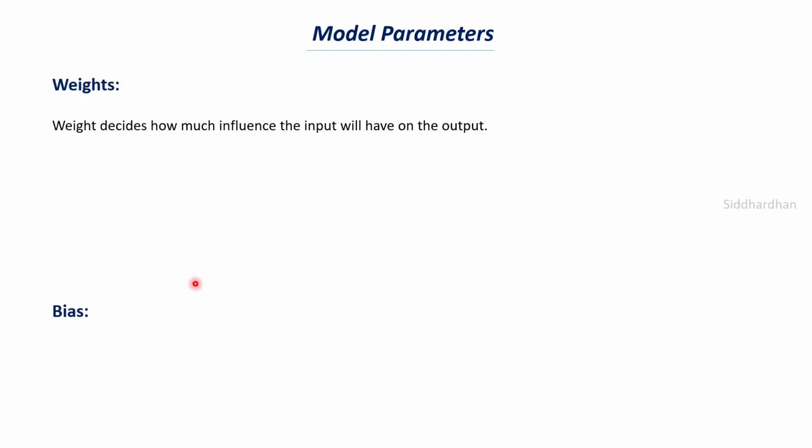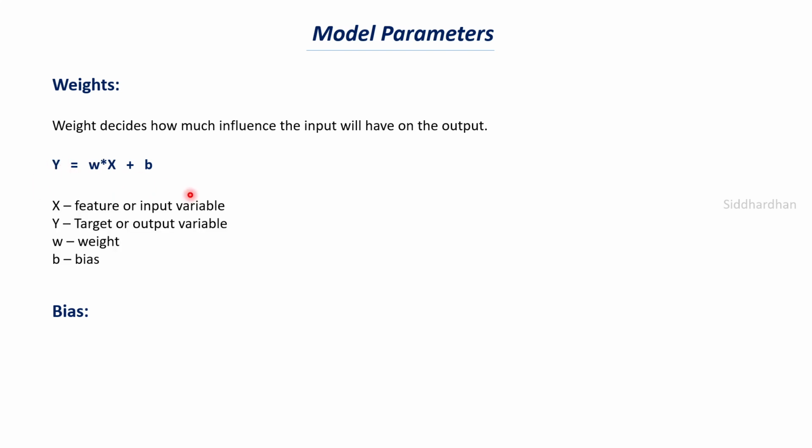So as I've told you, weight decides how much influence the input will have on the output. The number of weights that we have is equal to the number of features that we have in a particular data set. So let's say that y is equal to wx plus b. This is the equation of a simple line. In this case, we have only one feature, which is x, and we have the output variable as y. So x represents the feature or the input variable, y can be the target or output variable, w can be the weight, and b can be the bias.